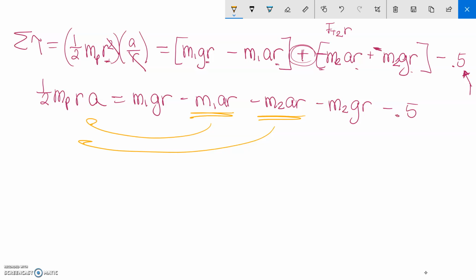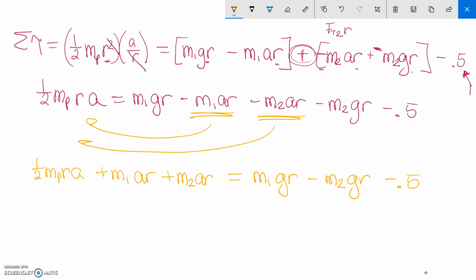So on my left side, I'm going to have 1/2 MPRA plus M1AR plus M2AR equals M1G times R minus M2G times R minus 0.5. Then I'm going to factor out the A, 1/2 MPR plus M1R plus M2R equals this side. Then I'm going to solve for A, plug everything in, and I get 1.6 meters per second squared.